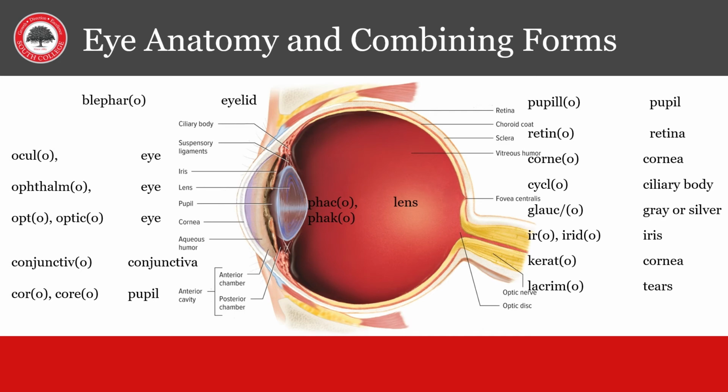Corneo and kerato refer to the cornea. Cyclo refers to the ciliary body. Glauco means gray or silver. Iro, iridio, refer to the iris. Lastly, lacrimo refers to the tears.